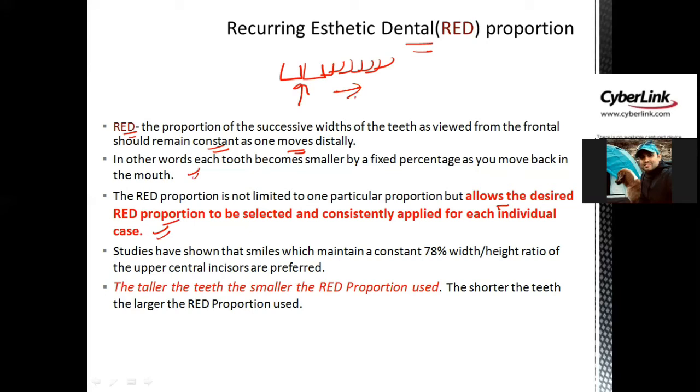Some studies have shown that smiles which maintain a constant 78% width and height ratio of the upper central incisors are preferred. Right? The taller the teeth, the smaller the RED proportion. The shorter the teeth, the larger the RED proportion used.